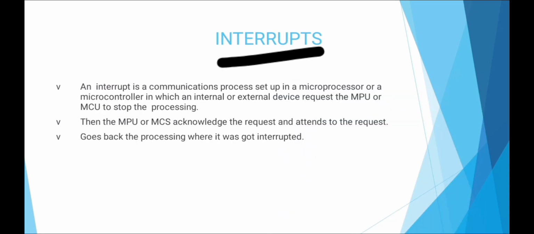Next is interrupts. Interrupts are important, which help us to run the program. It will simply offer an interrupt in the required interval so that our program will run properly. An interrupt is a communication process set up in a microprocessor or a microcontroller in which an internal or external device requests the MPU or MCU to stop the processing. Then the MPU or MCU acknowledges the request and attends to it, then goes back to the processing where it got interrupted.